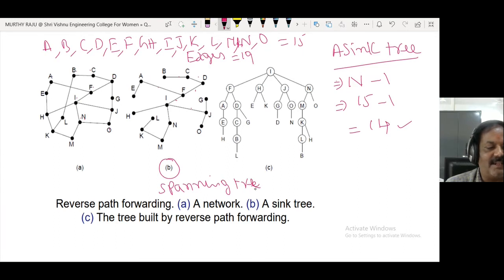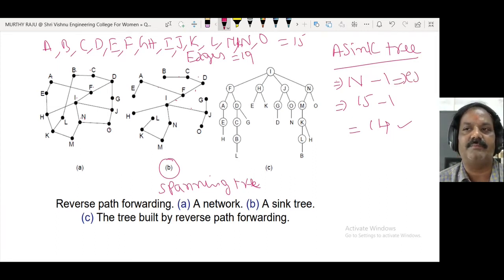A spanning tree or sync tree for a graph is a subgraph that includes every vertex, that is, every vertex from A to O. That spanning tree includes every vertex of the original graph. A spanning tree for N vertices must contain N minus 1 edges.